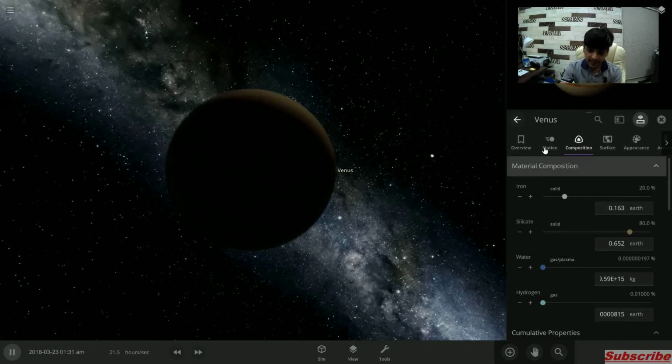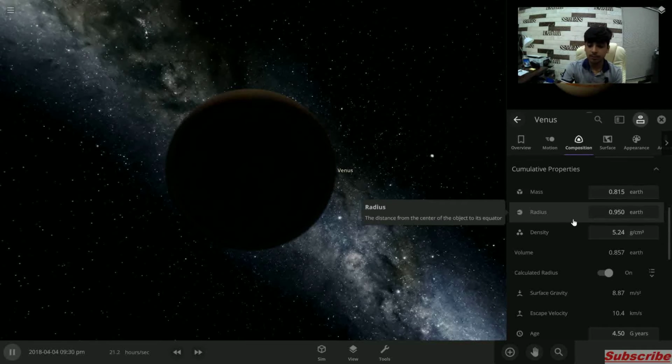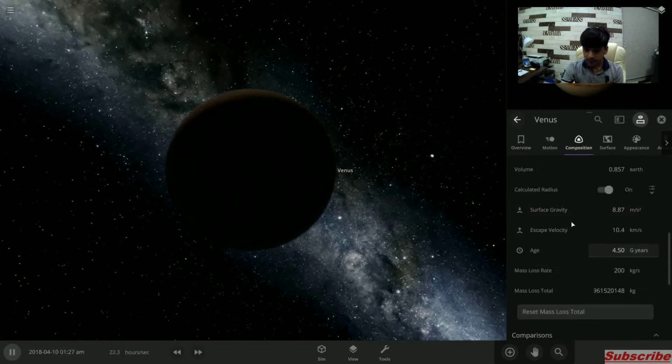It is slightly smaller than the Earth. Let me just check its mass. It's 0.815 Earths, and the radius is 950 Earths, so it is slightly smaller. The reason of that, I don't know. And also another fun fact about Venus is that it's actually orbiting backwards. All of the planets in our solar system are orbiting, I think, clockwise. Well, this Venus is orbiting anti-clockwise.